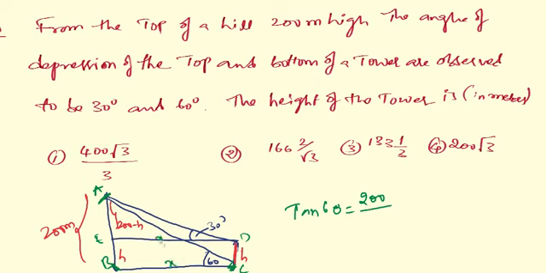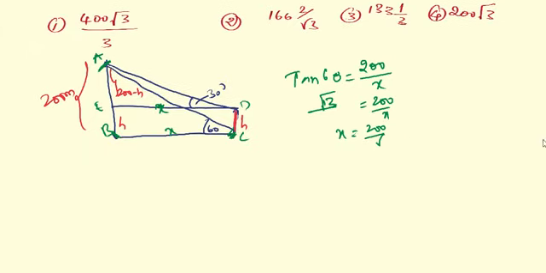So the same will be reflected here. This is x, 200 by x. So tan 60 is nothing but how much, friends? Root 3 is equal to 200 by x. So x will be equal to 200 by root 3, friends. Yes, fine. This is okay.